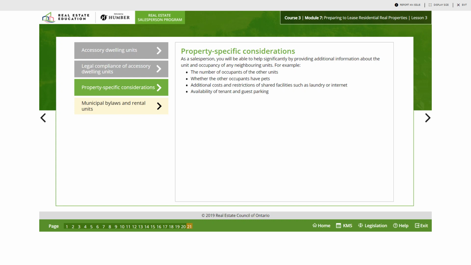Property specific considerations. You will be able to help significantly by providing additional information about the unit and occupancy of any neighboring unit. For example, the number of occupants of the other units, whether the other occupants have pets, additional costs and restrictions of shared facilities such as laundry or internet, and availability of tenant and guest parking.